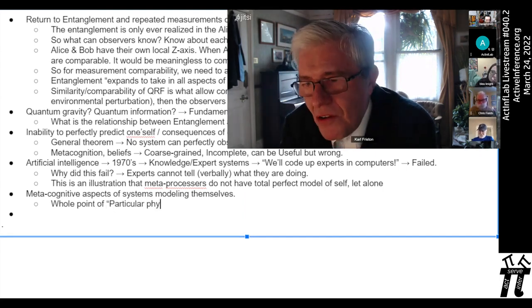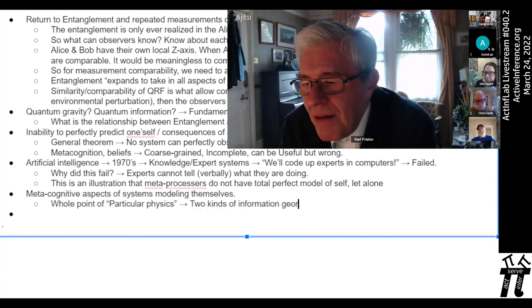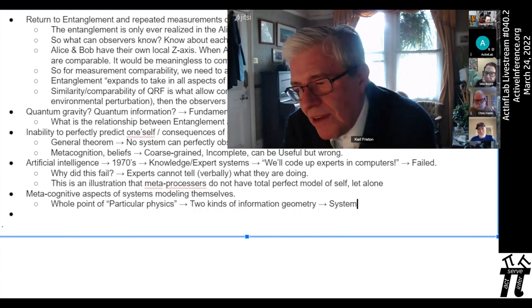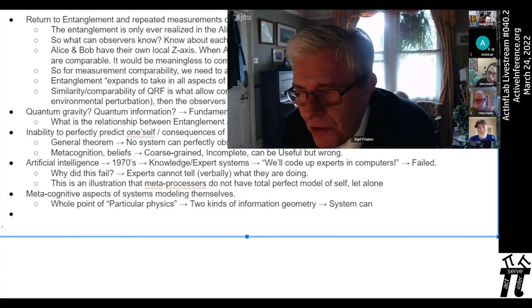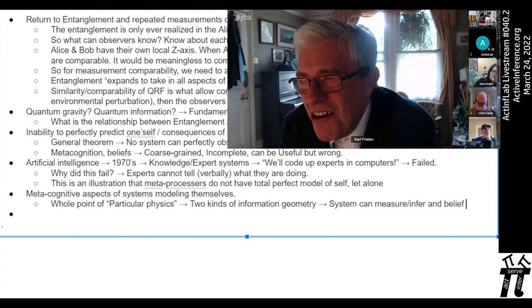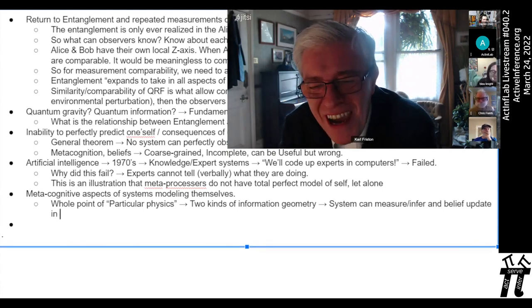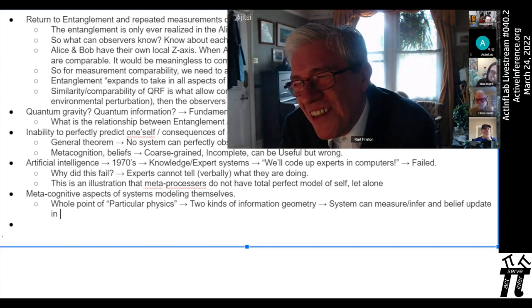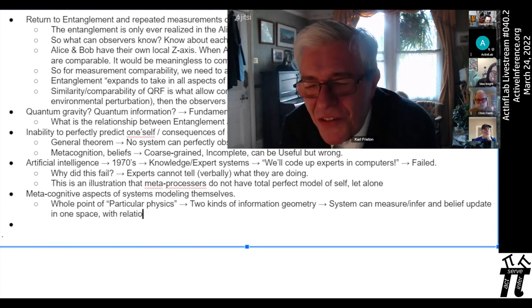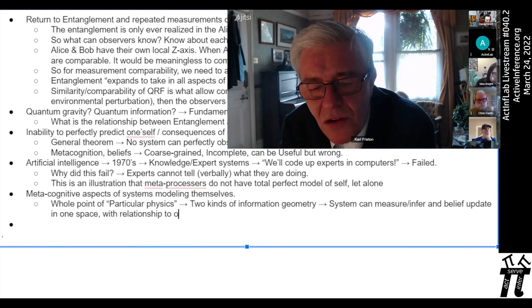And the big move is that one system can measure, i.e. infer, by possessing or having a movement on some sort of information geometry, infer and belief update about something else. So at no point is there any room for it to start to infer about its own inference. That's a mathematical impossibility from the random dynamical system perspective. I'm not so sure about the quantum perspective, but it sounds as though that's also true.